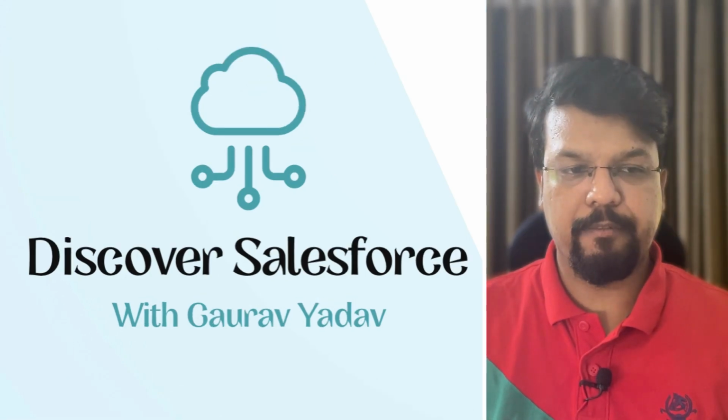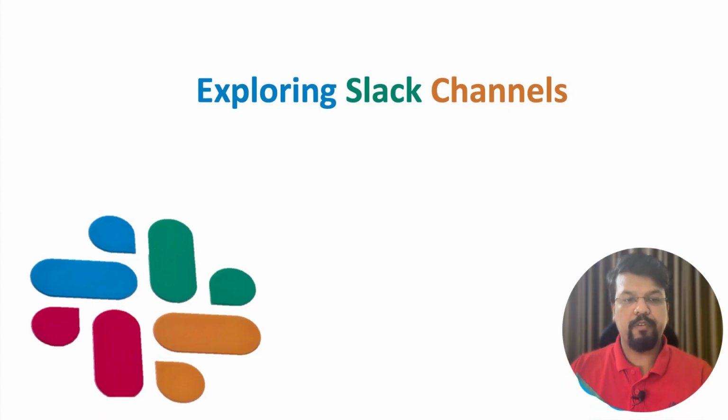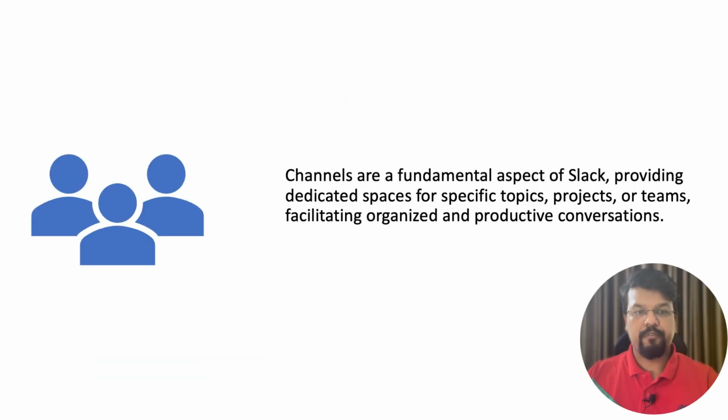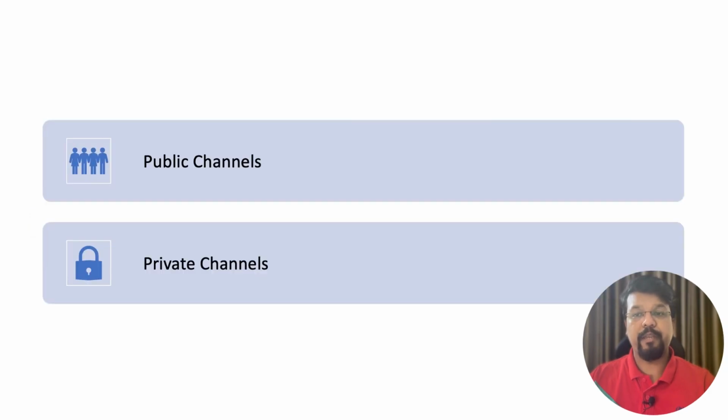Let's get started. In this episode, we will dive into the world of Slack's different channels. We will explore the various types of channels available in Slack and guide you on creating the perfect channel suited for your needs. Channels are fundamental aspects of Slack, providing dedicated spaces for specific topics, projects, or teams, facilitating organized and productive conversations. The two primary types of channels in Slack are public and private.